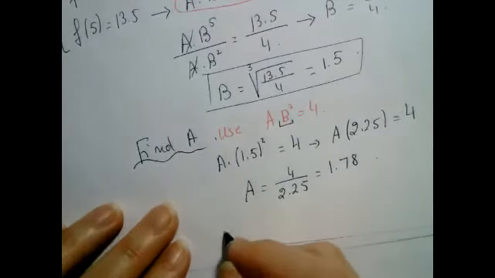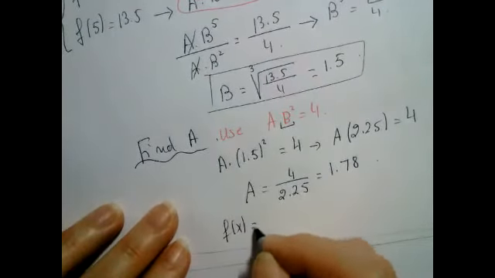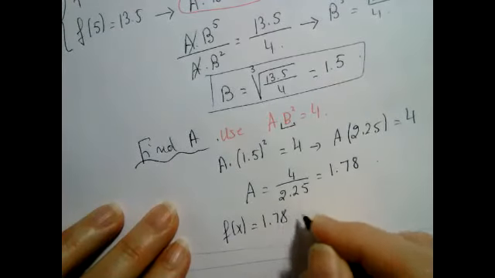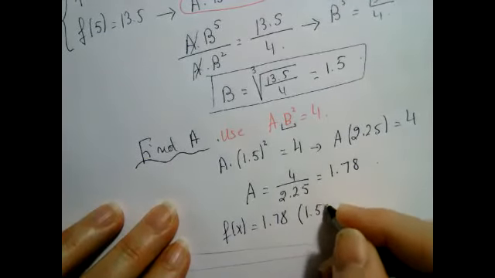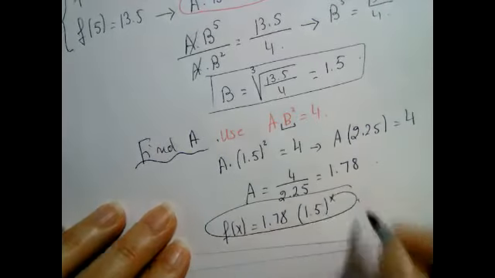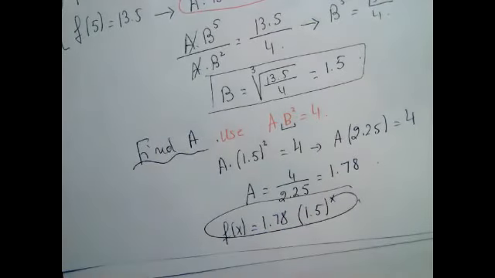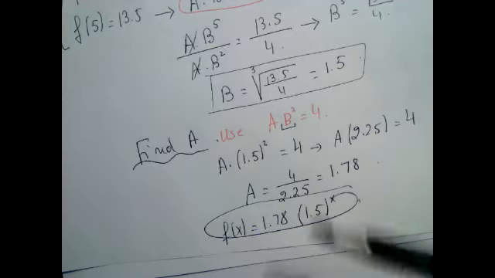And finally, my function will have the form 1.78 times 1.5 to the power x. Okay, and that's really the form. Now we can check that it fits our data like I've been doing in the previous problem.